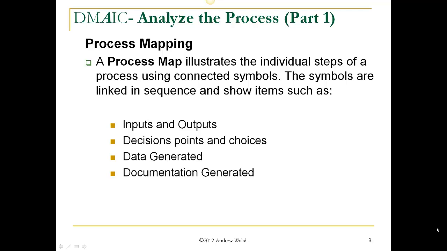A process map illustrates the individual steps of a process using connected symbols. The symbols are linked in sequence and show items such as the inputs and outputs, what decisions are made and the choices for those decisions, what data gets generated, and the kind of documentation that's generated.